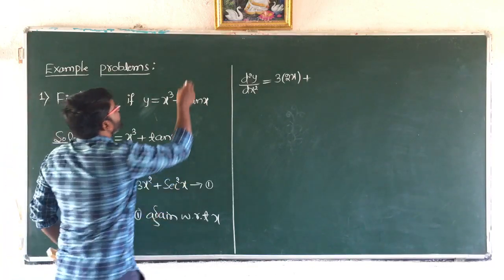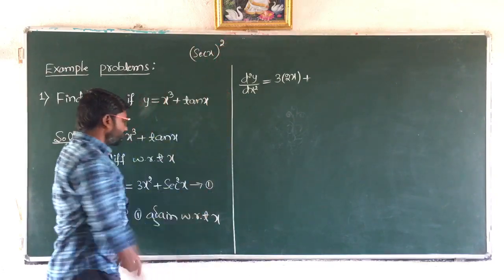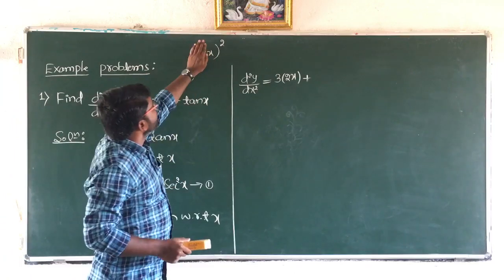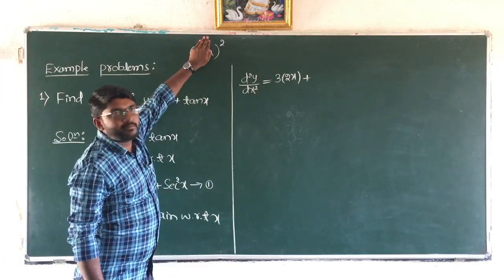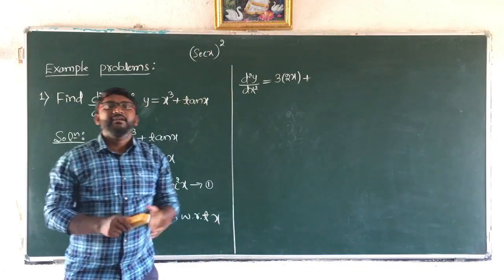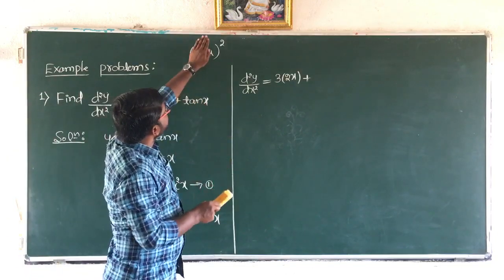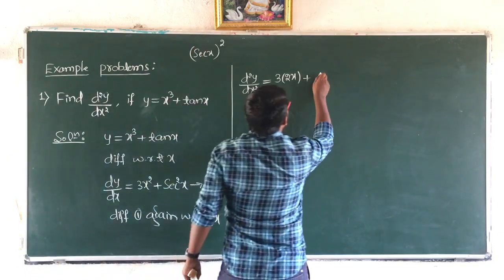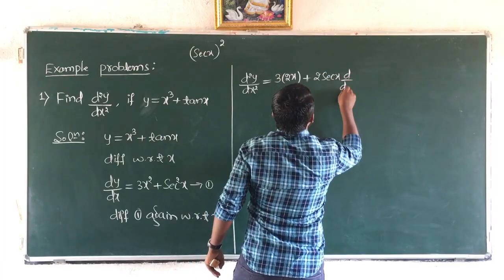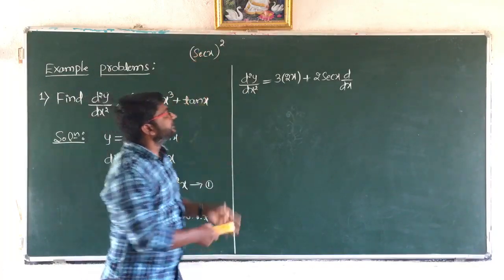Now this is in the form of secant x the whole square. Secant square x is nothing but secant x the whole square. Now I should consider this as x. That means it is in the form of x to the power n. What is the derivative of x to the power n? It is n into x to the power n minus 1. So now we should consider this as x. So we get 2 into secant x into d by dx of the inside function.